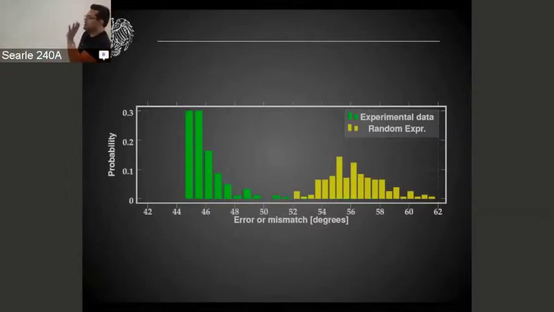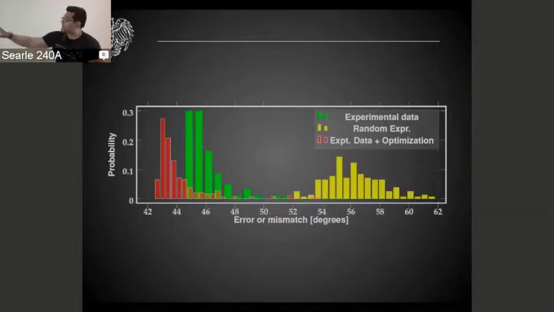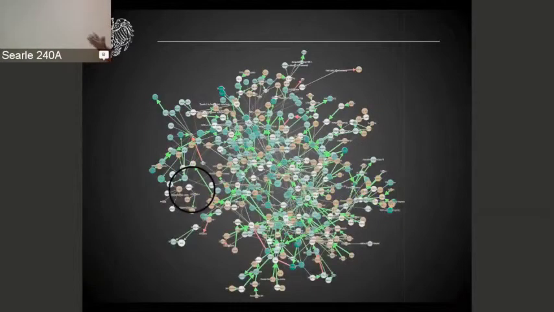And moreover, if you run this optimization algorithm, once you do the optimization, you push it even more to the left. So that clearly shows that if you have actual expression data, you have a very different kind of distribution with much smaller error. If you have random things, you don't. And also, you really cannot optimize the system at all, pretty much, if you have fake data. So this is what you end up having.